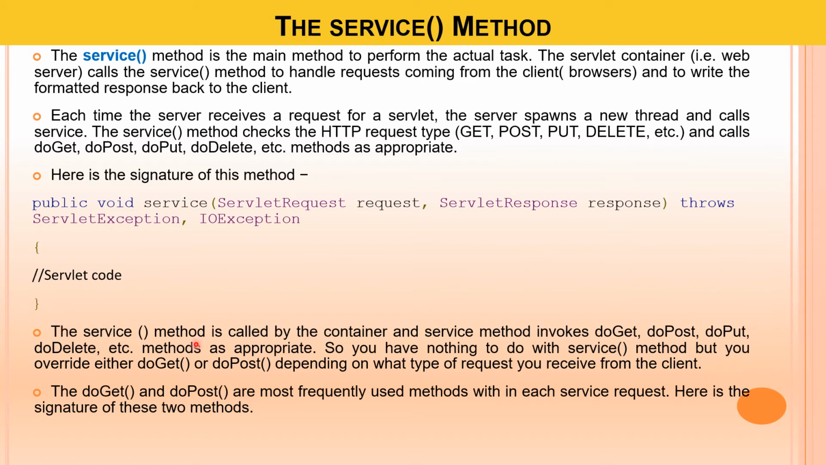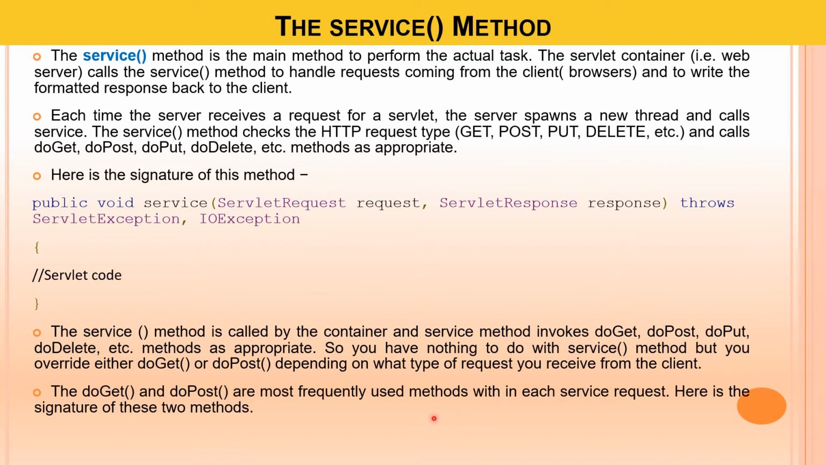Now this service method is called by the container, and the service method will invoke doGet, doPost, doPut, doDelete, etc., whichever is appropriate. So we have to do nothing with the service method, but we have to override either doGet or doPost depending on what type of request you will receive from the client.